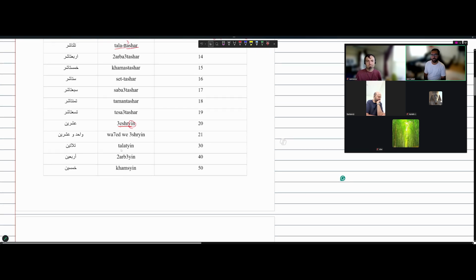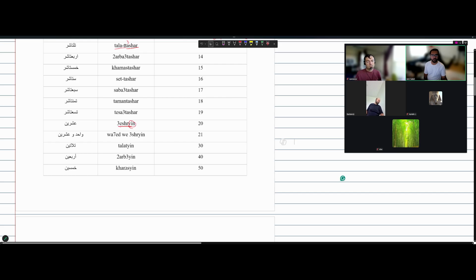Yeah, so it's the same way of saying it from now on. So ثلاثة, so 13. 30 would be ثلاثين: ثلاثة, 3, and then the in. 40 would be أربعة, and then the in at the end.